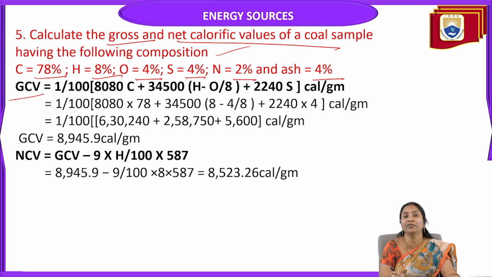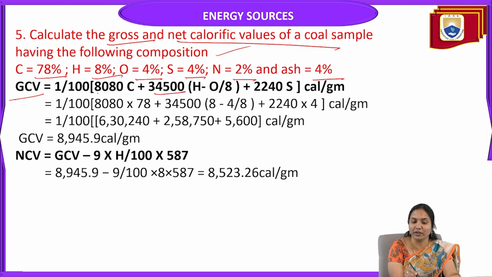Dulong's formula for the gross calorific value of fuel is 1 by 100 into 8080 carbon plus 34,500 H minus O by 8 plus 2,240 sulfur. Here we can substitute the carbon, hydrogen, sulfur, and oxygen percentages given in this data. These are the percentages present in the given fuel, so we can substitute them in this formula.